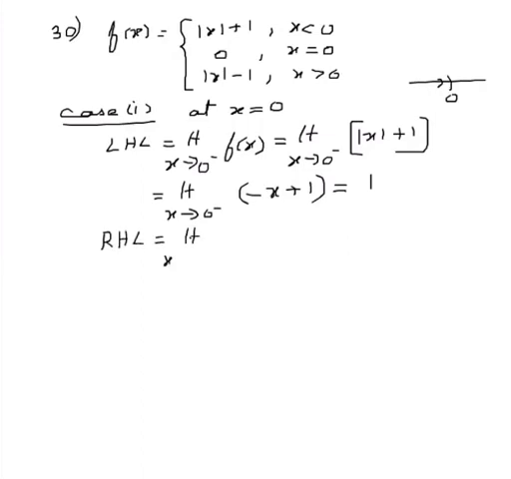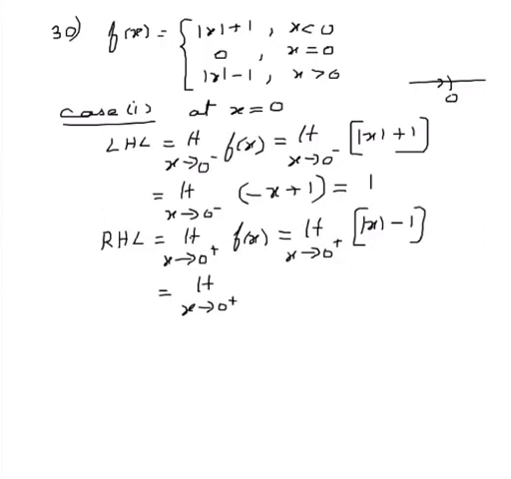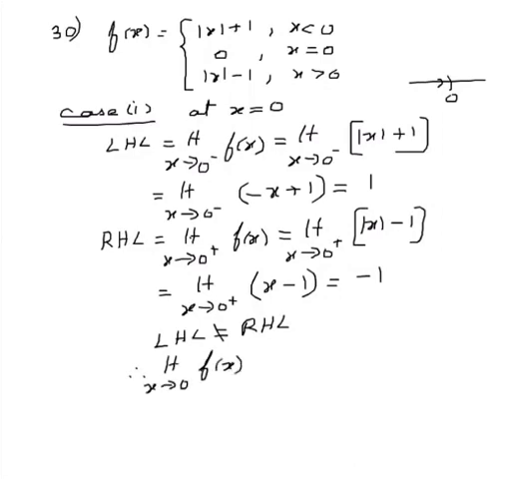RHL is the limit as x tends to 0 plus of f of x. For 0 plus, we use the greater than 0 definition, which is absolute value of x minus 1. For positive real values, we remove the absolute value sign by writing plus x. Apply the limit. 0 minus 1 is minus 1. LHL and RHL are not equal. Therefore, the limit as x tends to 0 of f of x does not exist.